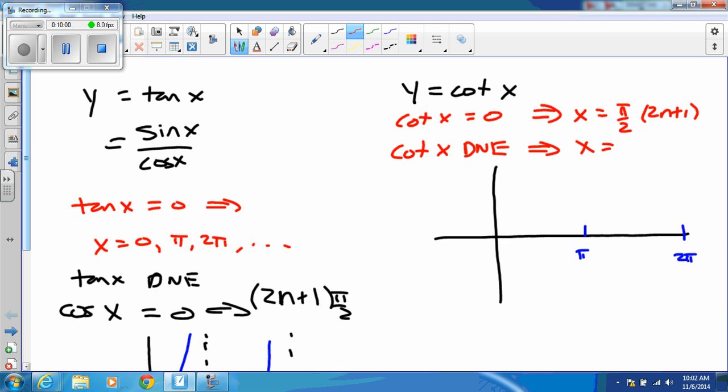In other words, generally, n times pi. Yep, that's exactly right. So we have our vertical asymptotes now at 0, pi, 2 pi. And we have zeros at pi over 2 and 3 pi over 2, like so. So the only question is positive or negative.